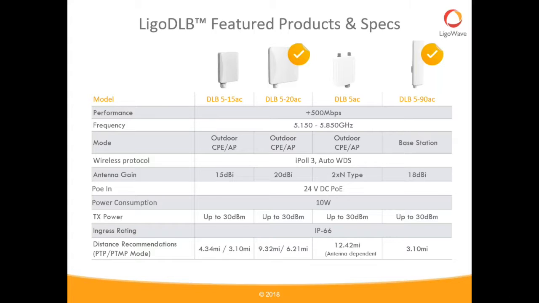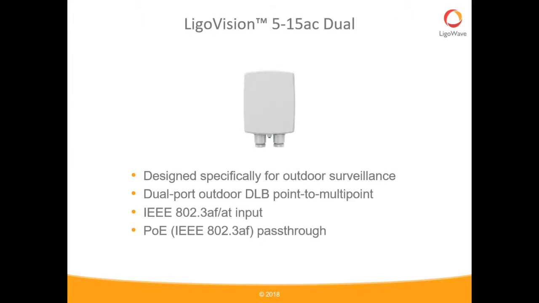We also have a model that has external N connectors for if you needed an omnidirectional antenna, let's say, at your base. So let's say I had a building and I needed a 360-degree view without too many cameras. I could just put the DLB 5 AC there with omnidirectional antennas, and then have the DLB 515s or 520s pointed back to that.